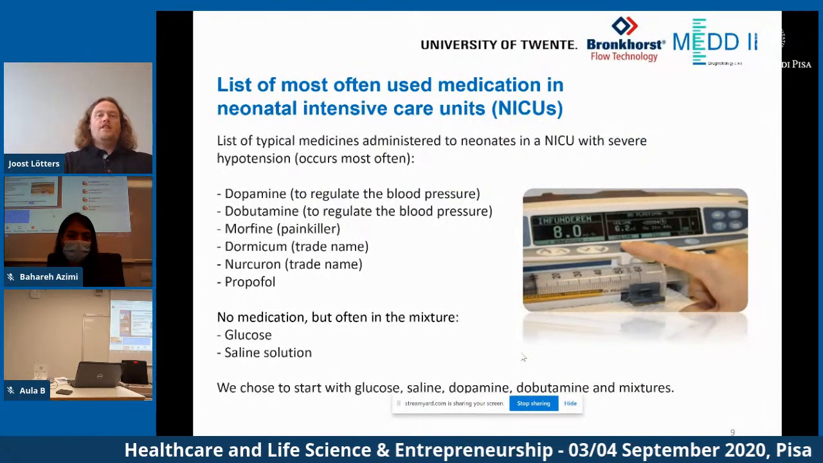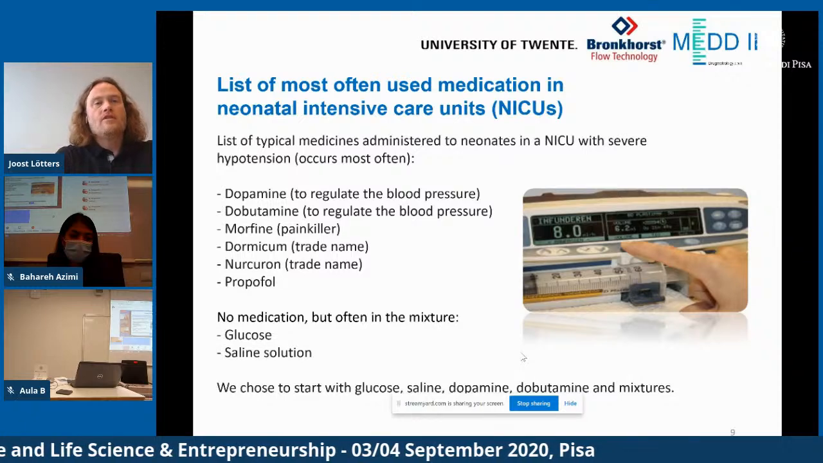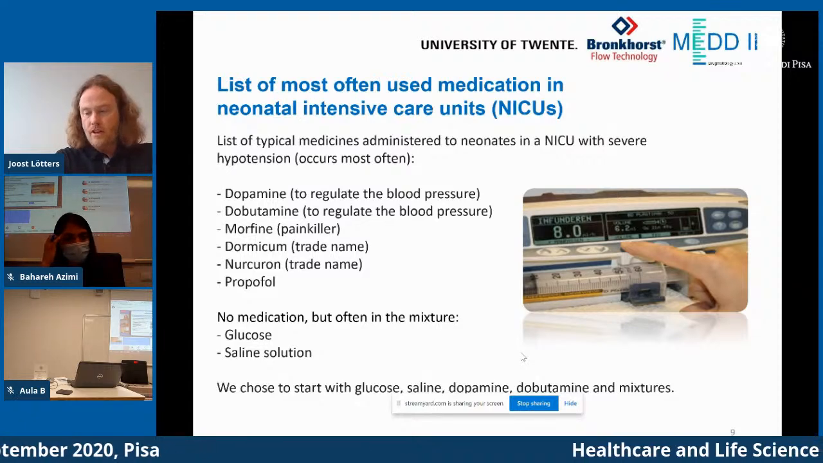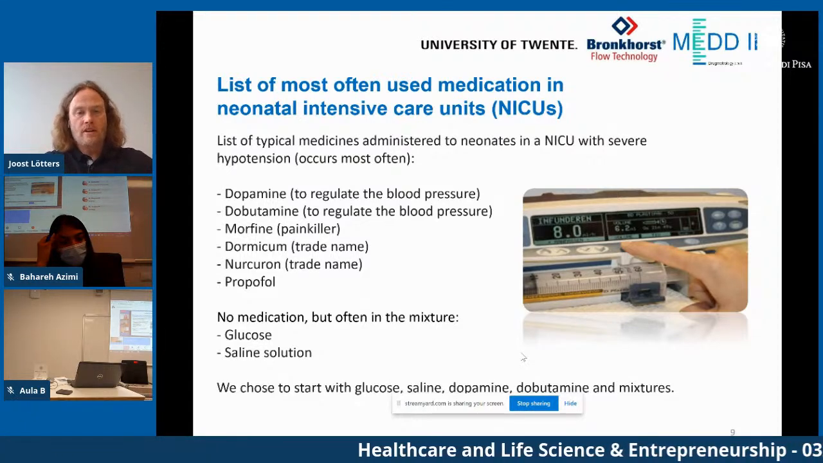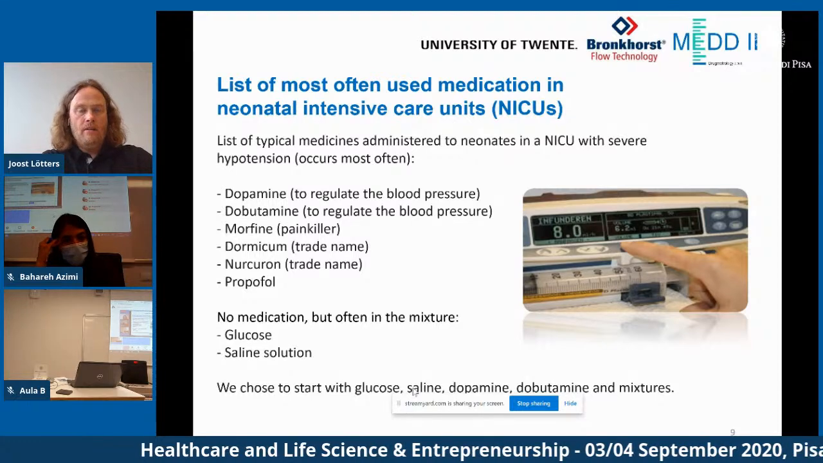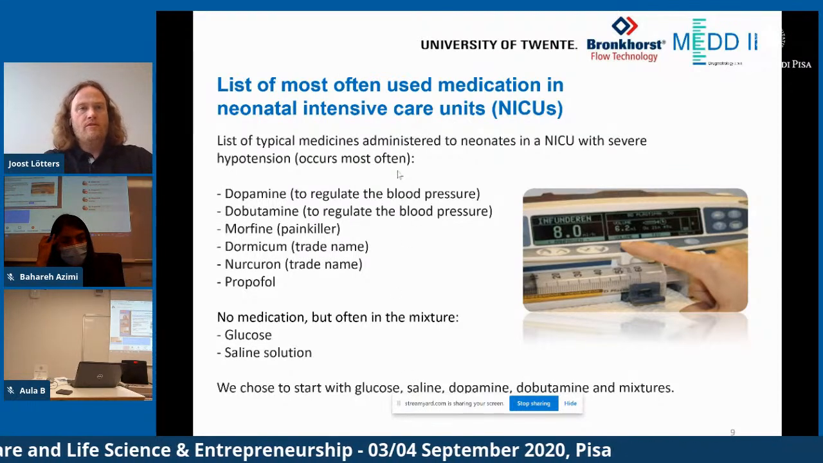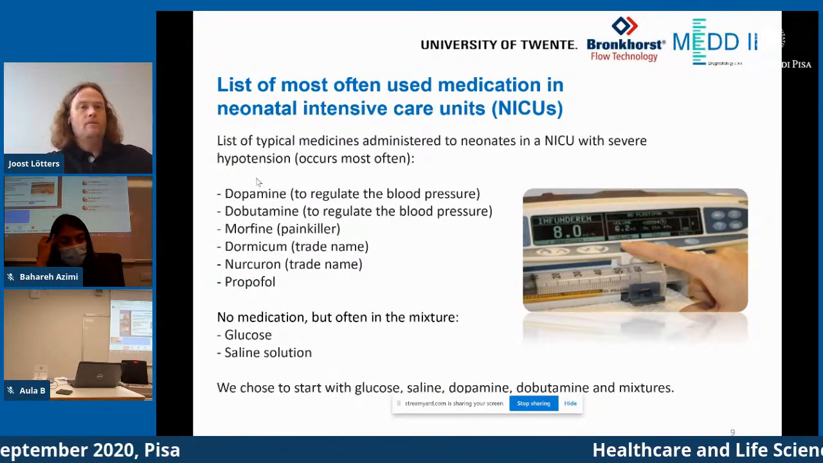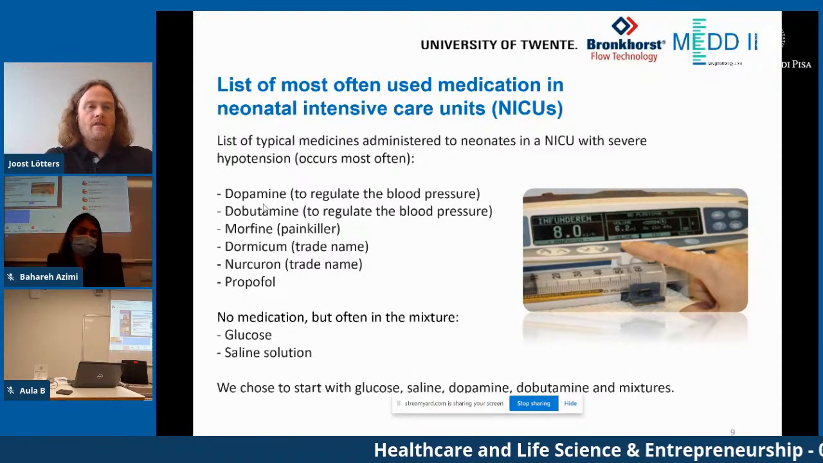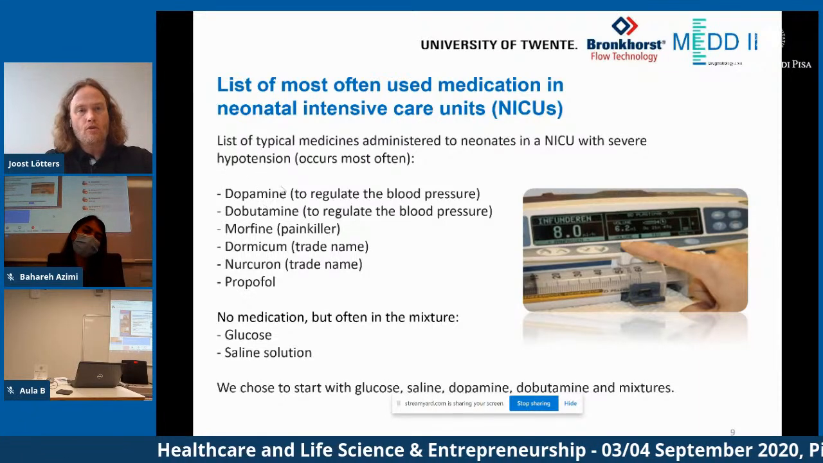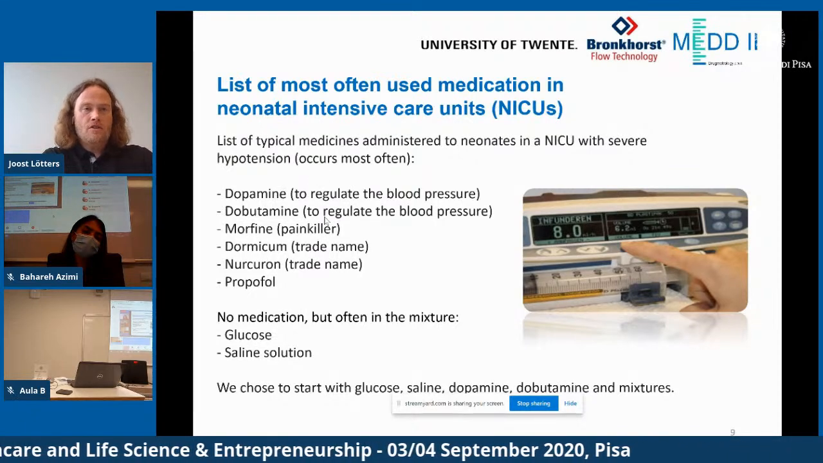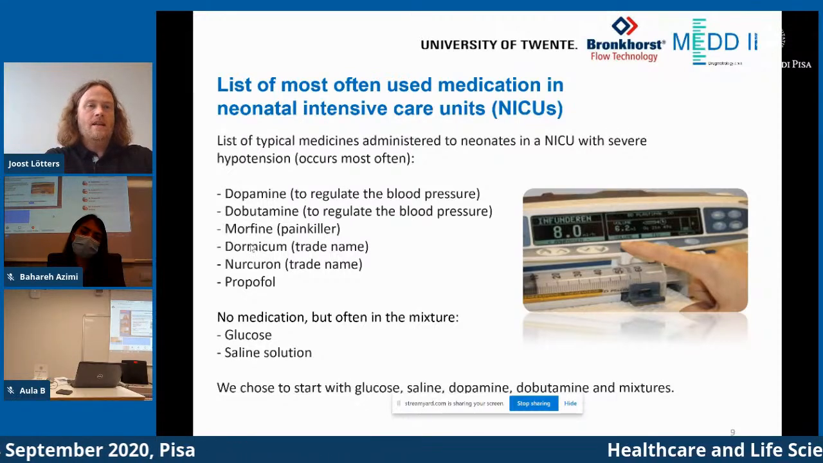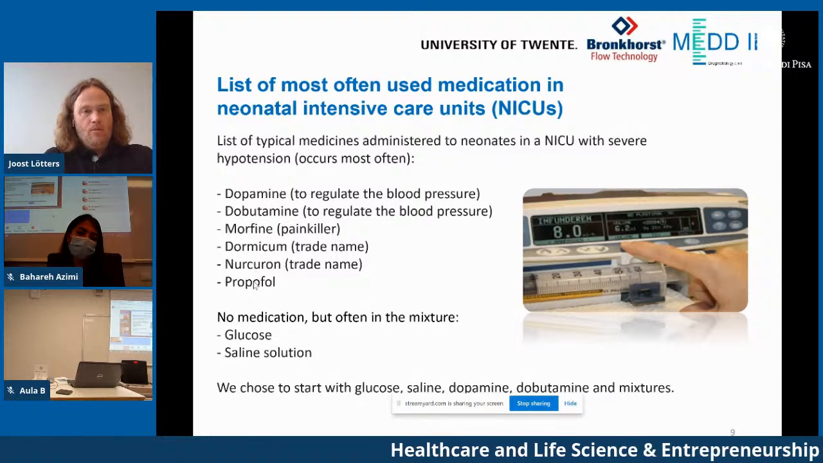And of course, we have to see which medication is most used in the neonatal intensive care units. And this information comes from the University Hospital in Utrecht in the Netherlands. We're also involved in this project. So apparently, many babies have problems with their blood pressure, and most of the time it's below the regular value, so hypotension. So they need dopamine or maybe dobutamine to regulate the blood pressure. And of course, also morphine is used as a painkiller, or maybe sedating like dormicum, Nucuron, and propofol.